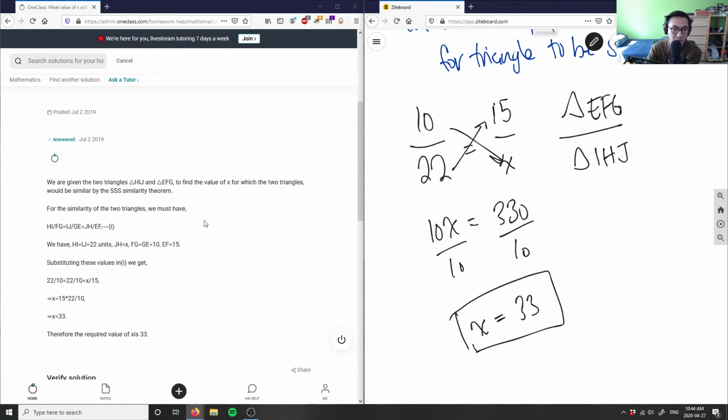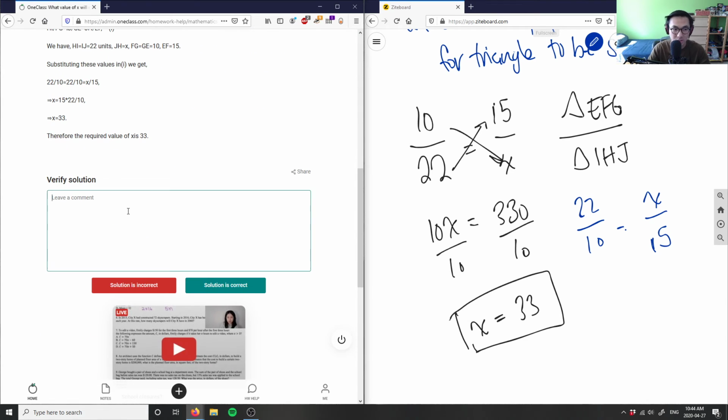So as you can see, they also made a proportion here. 22 over 10 equals x over 15. That's the exact same thing as mine, except they used the reciprocal, so they flipped it. So instead of 10 over 22, they wrote 22 over 10 equals x over 15. Doesn't matter. It'll still give us this kind of algebraic equation here, which is 10x equals 330, divided by 10 here, and therefore x equals 33.